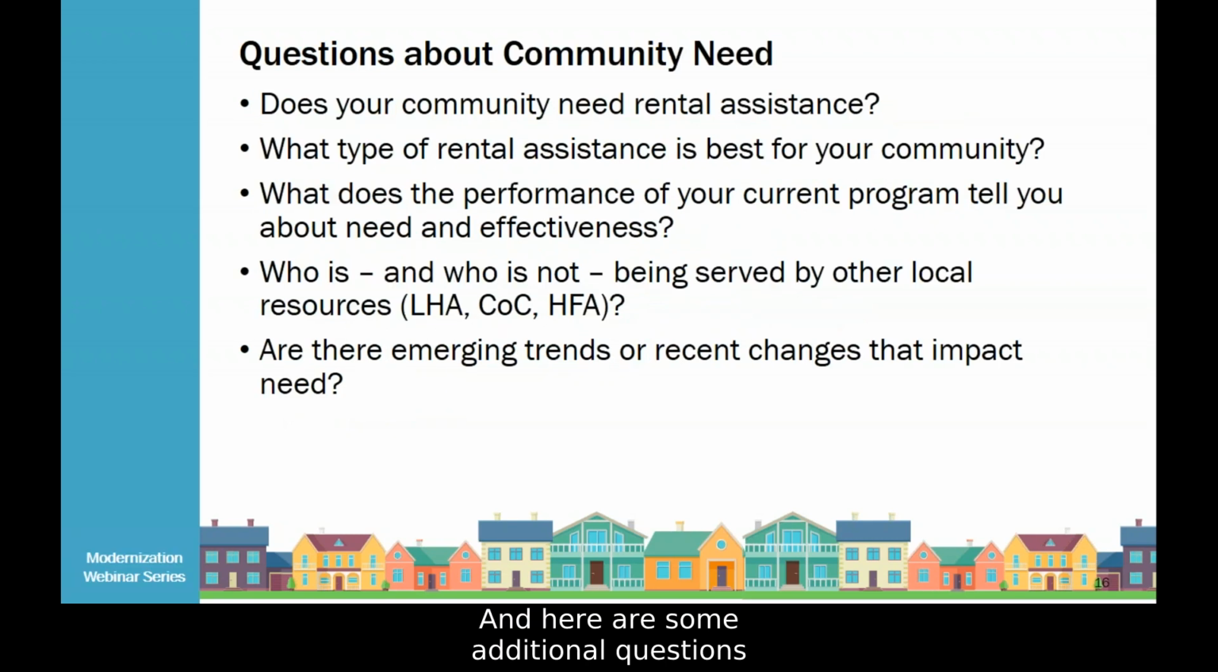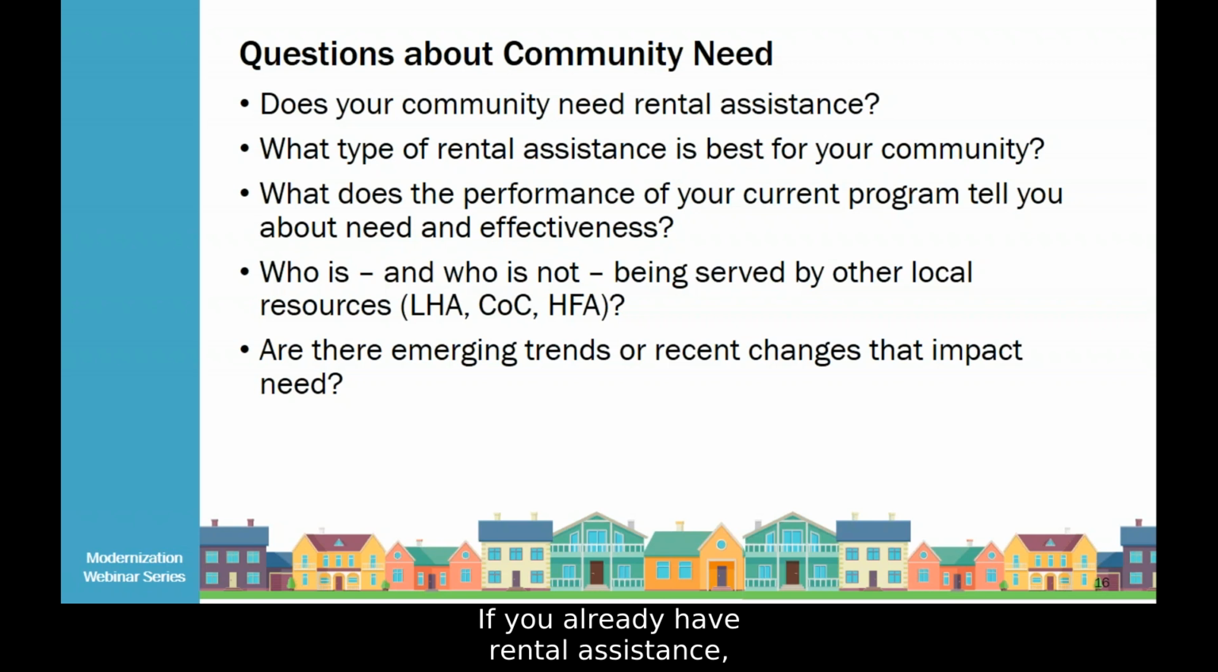And here are some additional questions that you may want to start thinking about. The very first question, of course, is, does your community need rental assistance? And what kind of data do you have available to support whatever the conclusion is? And with that data, do you have a good sense of what type of rental assistance is best if there is a need? We're going to be talking a little bit more about the types of rental assistance later on when we get into the program design, but that is one of the key questions that you may want to think about.